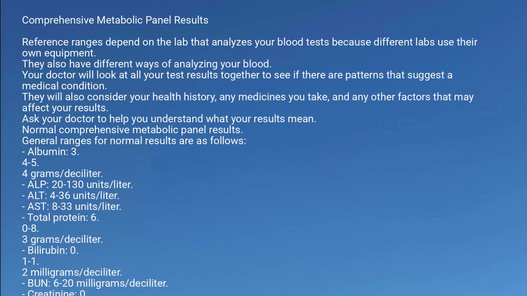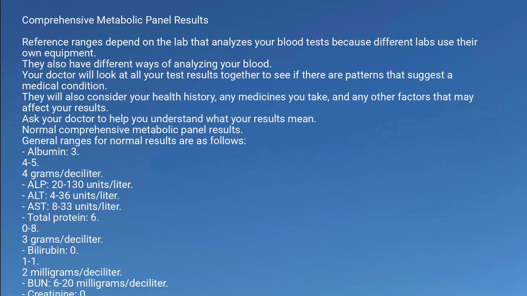Normal comprehensive metabolic panel results. General ranges for normal results are as follows. Albumin 3.4 to 5.4 grams per deciliter. ALP 20 to 130 units per liter. ALT 4 to 36 units per liter. AST 8 to 33 units per liter. Total protein 6.0 to 8.3 grams per deciliter. Bilirubin 0.1 to 1.2 milligrams per deciliter. BUN 6 to 20 milligrams per deciliter. Creatinine 0.6 to 1.3 milligrams per deciliter.